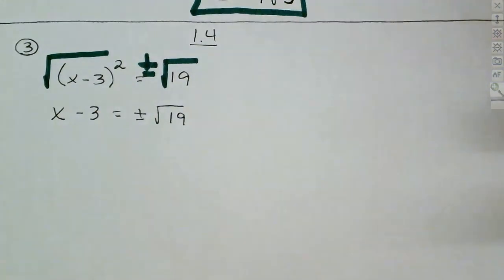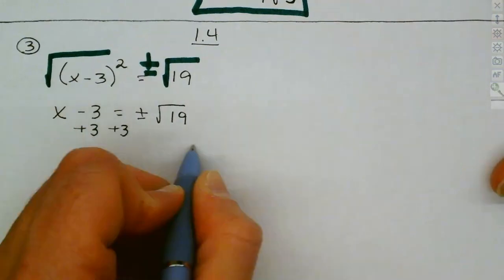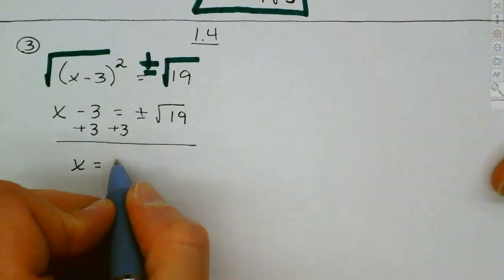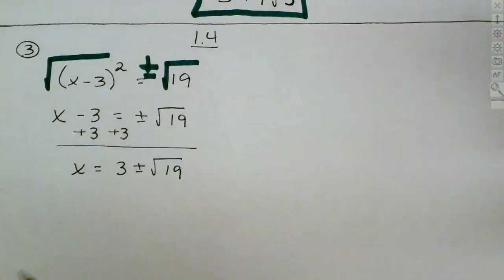Now we need to get the x by itself. So I'm going to go ahead and add my 3 to each side. And that leaves me with x equaling now 3 plus or minus the square root of 19.